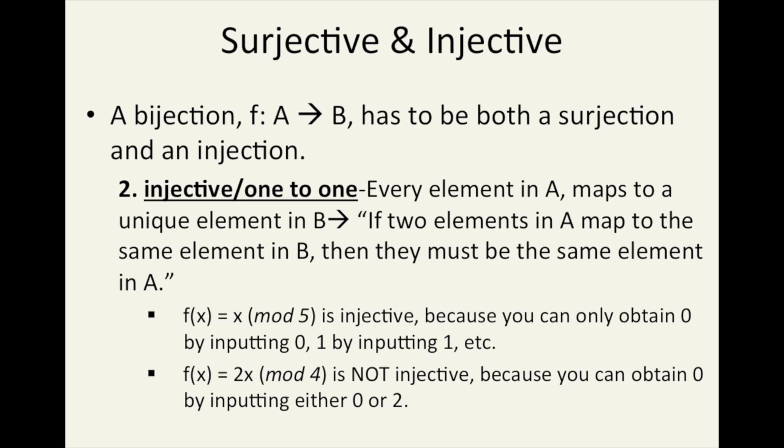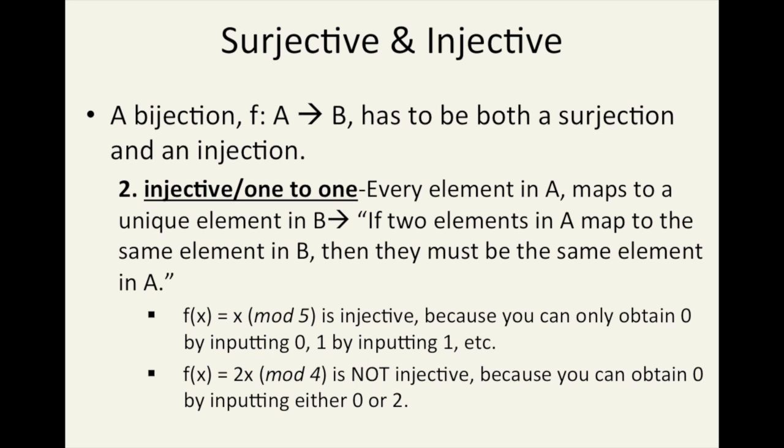Now we'll see that the same function from the last slide is also not injective, or one-to-one. We can see this because multiple values of x, or multiple values in your domain, can map to the exact same value in your range. For example, for the value 2 in the range, you can obtain 2 by inputting either 1 or 3. The same goes for 0: two different numbers in the domain, specifically 0 or 2, will give you the number 0 if you plug them into f of x equals 2x mod 4.